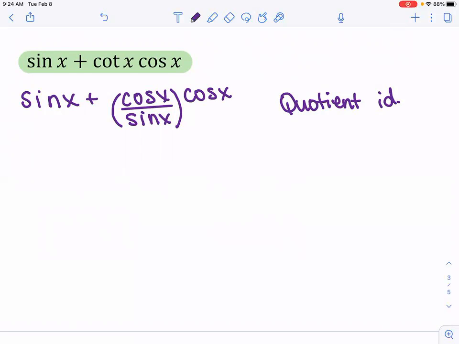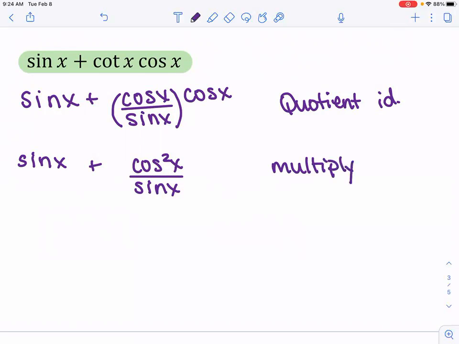So when we multiply this out, we have the sine of x plus cosine squared of x over sine of x. Think of this: any expression that's not a fraction is like blah, blah, blah over 1. So this is like cosine over 1. So when we multiply, we have cosine squared over sine.